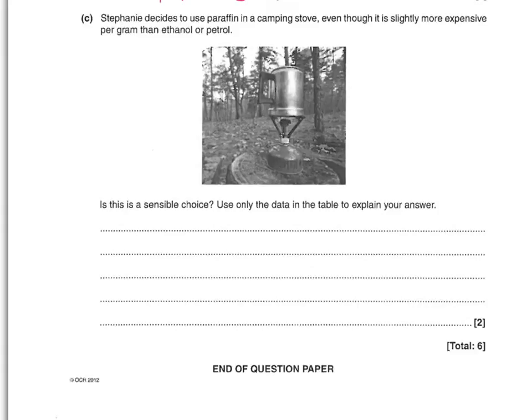And then once you've done that, you need to say that paraffin transfers more than twice the energy transferred by petrol or ethanol, but it's only slightly more expensive. So first you've got to work out the energy per gram of ethanol or petrol, and then make the point that paraffin transfers twice as much energy, but is only a little bit more expensive, so therefore is a better choice.